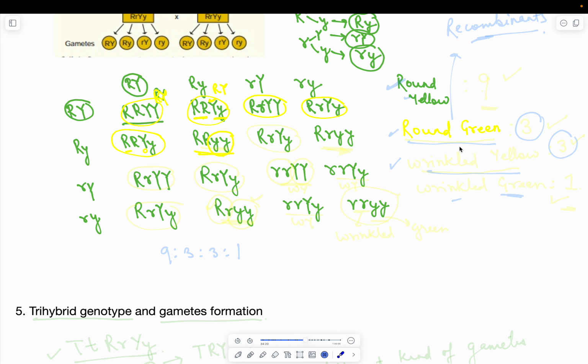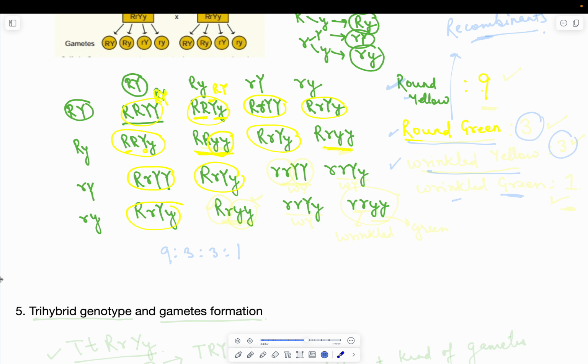Now, this is round green. This is round yellow. Again, this will be round green. Fine. This will be round yellow. Again, this will be round yellow. And next is, this will be round yellow. Right. So, 1, 2, 3, 4, 5, 6, 7, 8, 9. So the total round yellow zygotes will be 9.